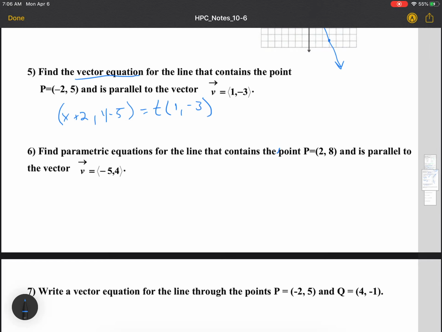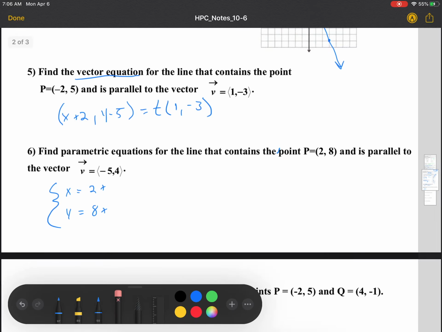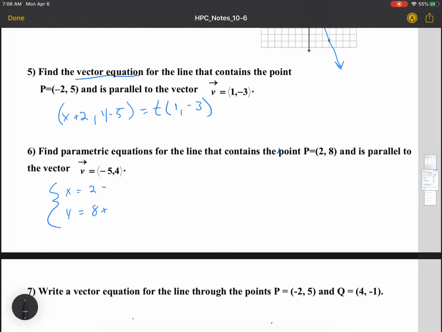Remember, the vector equation is the one that's laid out like that. The parametric equation is the one where we stack them. So for 6, it's asking for a parametric equation. Okay, set it up like that. Find our point, which is 2, 8. Find our vector, which is -5, 4. So it's the same thing as -5t plus 4t. Okay, and now we've got our vector in there.